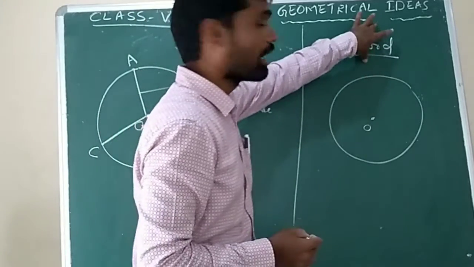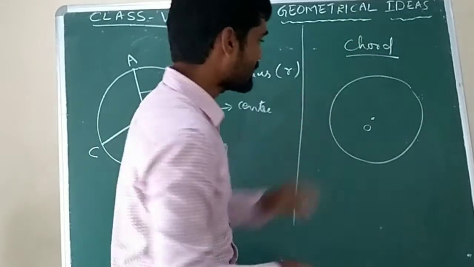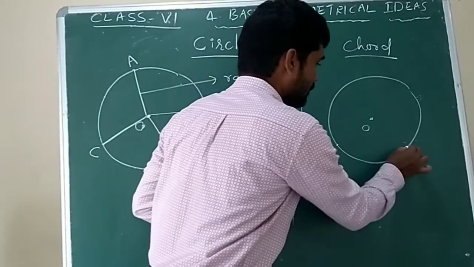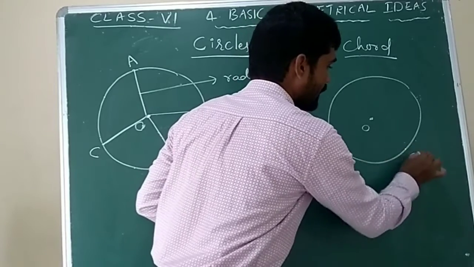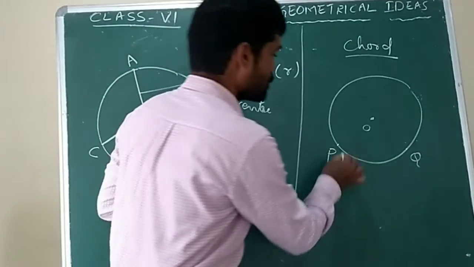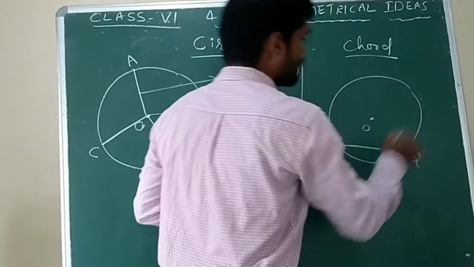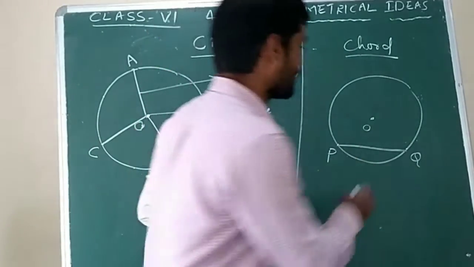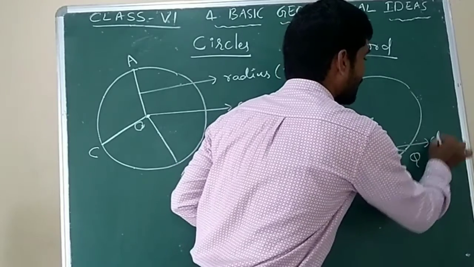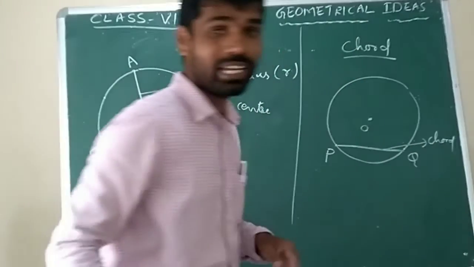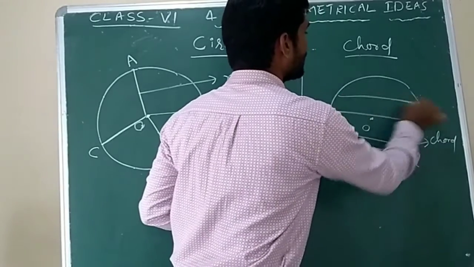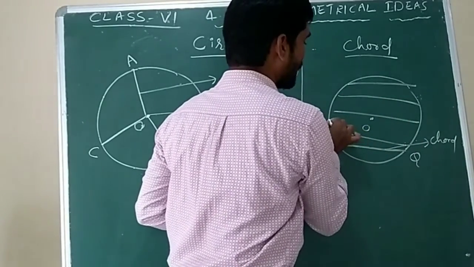See here, chord. So what is a chord? O is the center, as we know very well, and take 2 points on the circle, one point P and another point Q. If you join 2 points on the circle, this is called a chord. So how many chords can we draw on the circle? We can draw many chords.